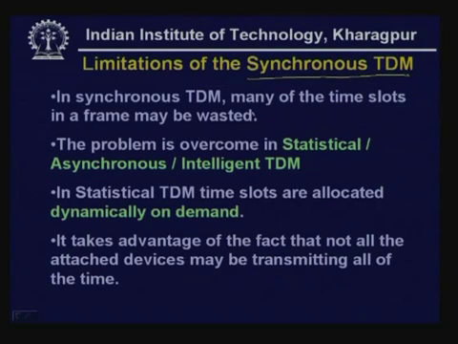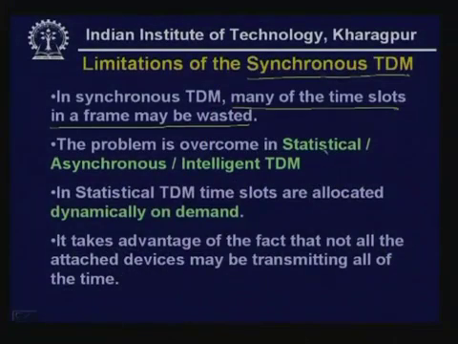This is the limitation of synchronous time division multiplexing. As I have seen, many of the time slots in a frame may be wasted. This problem is overcome by using a new technique known as statistical or asynchronous or intelligent time division multiplexing. Actually, there are 3 different names referring to the same thing. It is referring to asynchronous time division multiplexing, but sometimes it is called statistical time division multiplexing or intelligent time division multiplexing. In this asynchronous time division multiplexing, slots are allocated dynamically on demand.